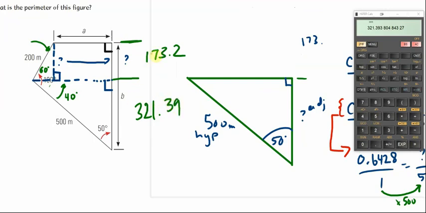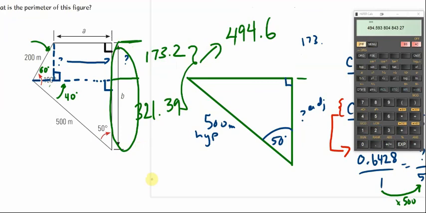Okay. And this is 173.2. So if we add them together, we've got the length of B. So I'm just going to plus 173.2. And it's about 494.6. So we've only got this done.